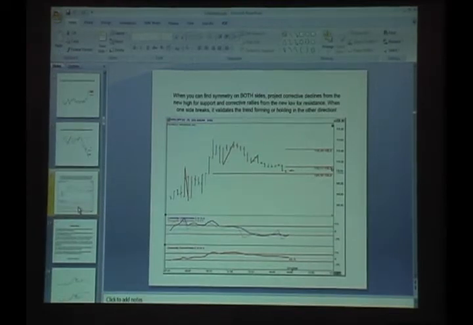Because if that level is violated, the rhythm of the downtrend, the very reason you're in that trade, the chart itself has told you that's not happening anymore. So that's another very, very useful way.